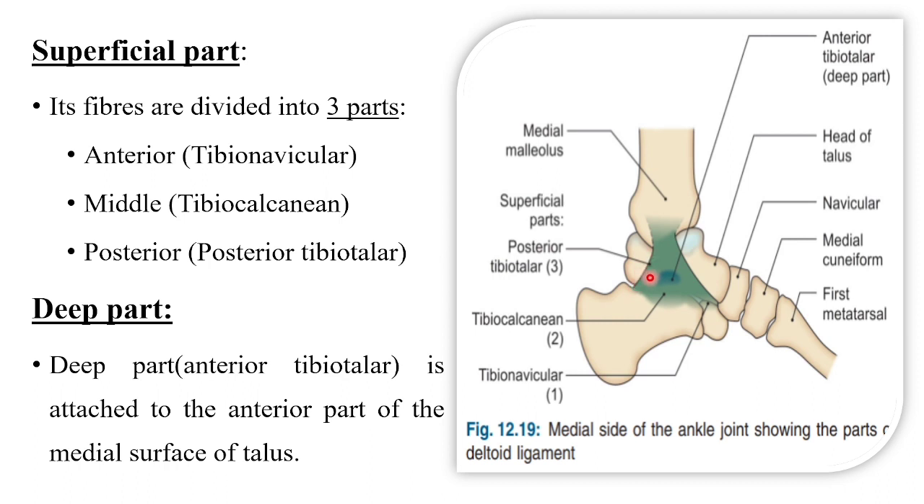And coming to the deeper part, this is the deep fiber. It is known as your anterior tibiotalar. This is attached to the anterior part of the medial surface of the talus. So the deltoid ligament has 2 parts, that is your superficial part and deep part. The superficial part is again divided into 3 parts, that is your anterior tibio-navicular fibers, middle tibiocalcanean fibers, and posterior tibiotalar fibers.